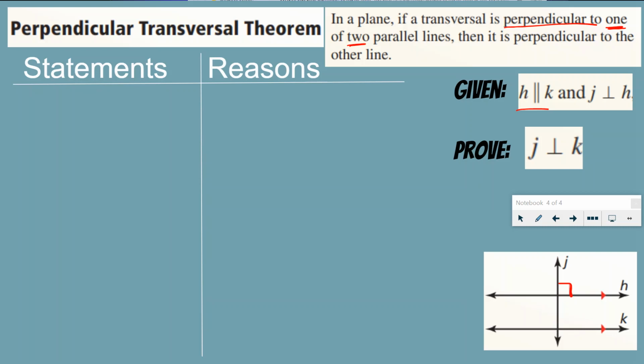So I'm going to start out with actually that second given statement, J is perpendicular to H, which means that I have an angle here that forms 90 degrees. I'm going to call this angle 1. So I know that angle 1 is equal to 90 degrees by the definition of perpendicular lines.